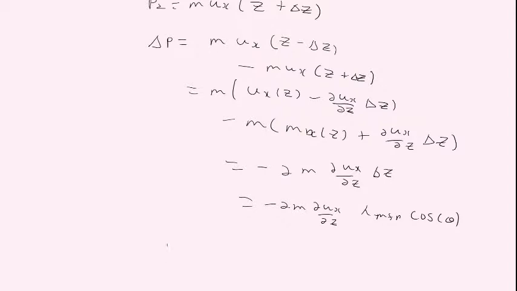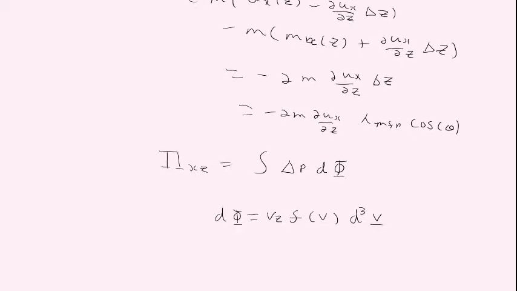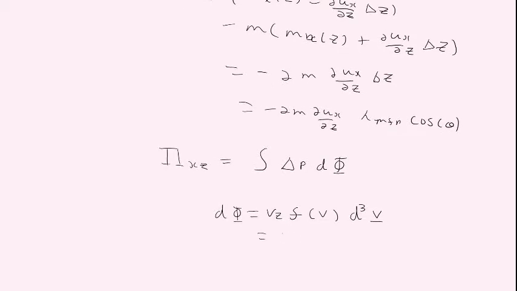Okay, so then the momentum flux for that surface is going to be the momentum taken times the particle flux. The particle flux, which is the number of particles per unit area per unit time, is given by vz, the velocity in the z direction, times f of v, times d³v. And we can write that in spherical polar coordinates as v cos theta, f of v, times v squared sine theta dv d theta d phi.